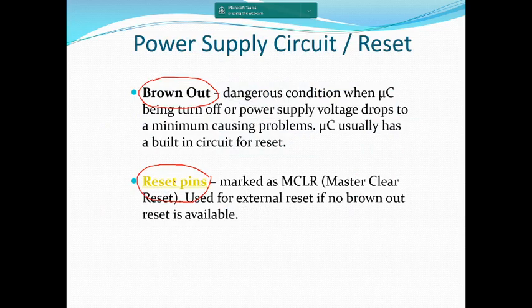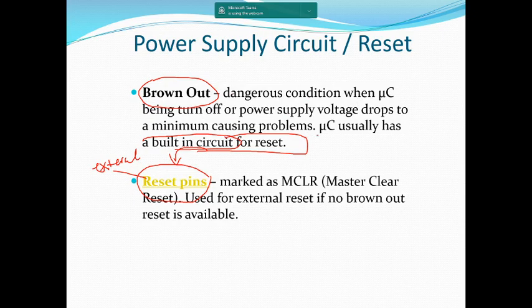So that's the case for the reset pins. Brownout is another term, which is a dangerous condition when the microcontroller is being turned off or the power supply voltage drops to a minimum, causing problems. A microcontroller usually has a built-in circuit for reset, which is this one. This is built-in, a different case from the other one, which is external. This is not internal, this is external.